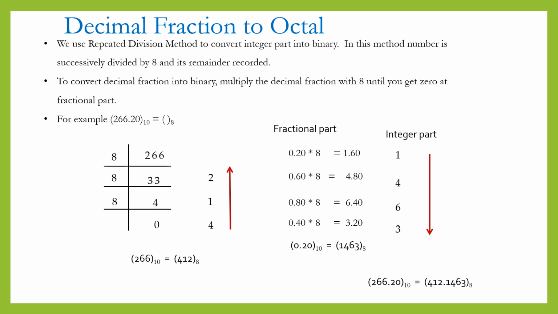And 0.60, we have to continue with the 0.60 fractional part. It is multiplied by 8, and the answer is 4.80. 4 is the integer part, 4 is recorded, and 0.80 is taken, and it is multiplied by 8. 6.40 is the answer. 6 is the integer part, and it is recorded. 0.40 into 8. Next one, the answer is 3.20, and the integer part is 3. It is recorded. And look at the fractional part of this number, 0.20. It is repeated, right? So we need not continue with the process. Here we can stop our multiplication.